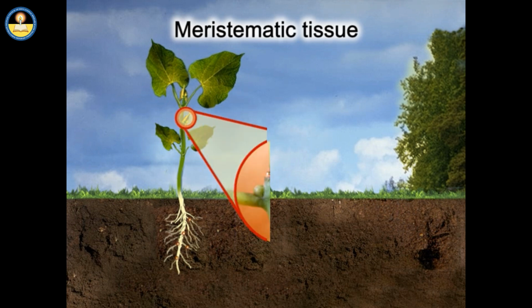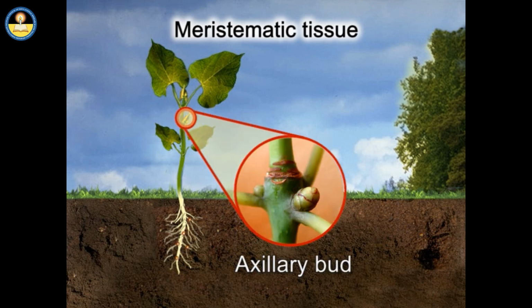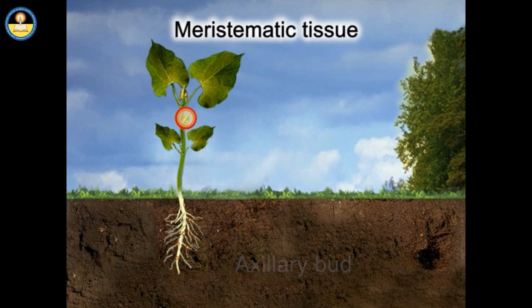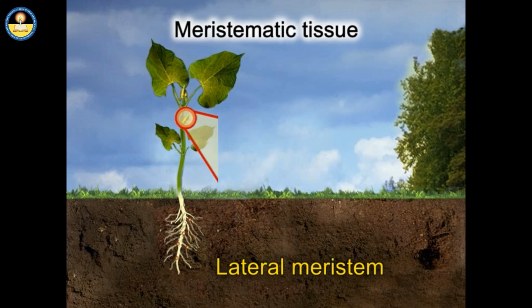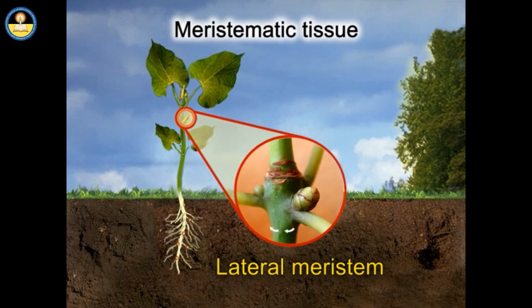This is the axillary bud. It also contains lateral meristematic tissue. Dividing cells of lateral meristem are responsible for growth in thickness and cause the organ to increase in diameter. This is responsible for secondary growth.